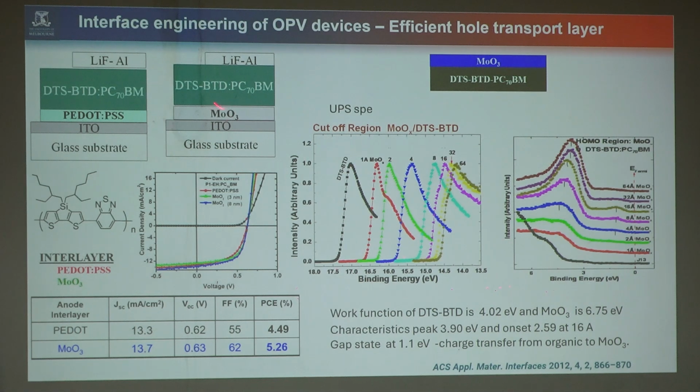So we can see those signatures from this gap state. Okay, there is a charge transfer. There is a signature for charge transfer, and the gap state will link to the charge transfer between the active layer and the moly oxide. Okay, hope you can understand the mechanism, what is happening, and why it gives improved charge extraction efficiency when you go to moly oxide.